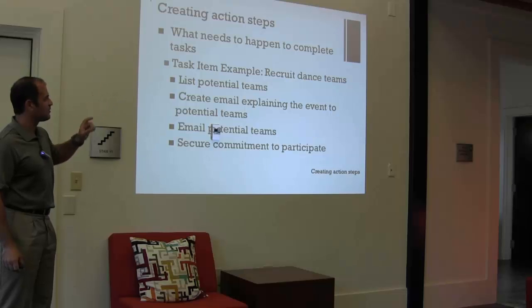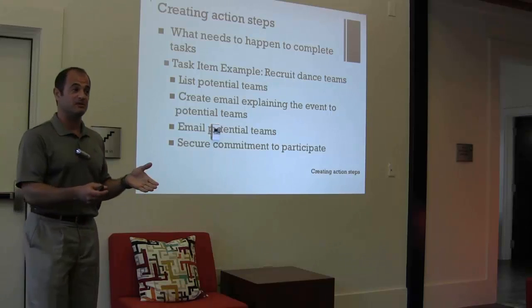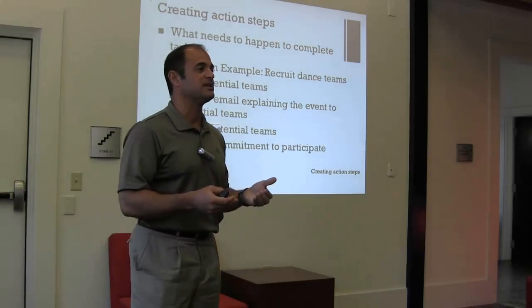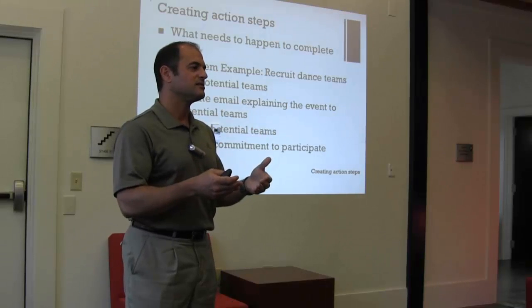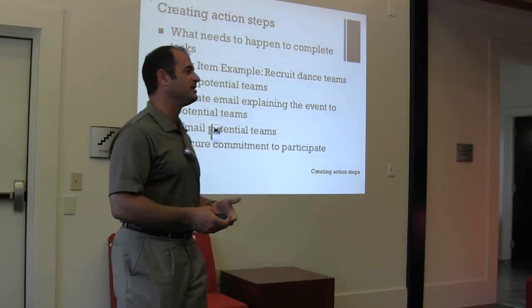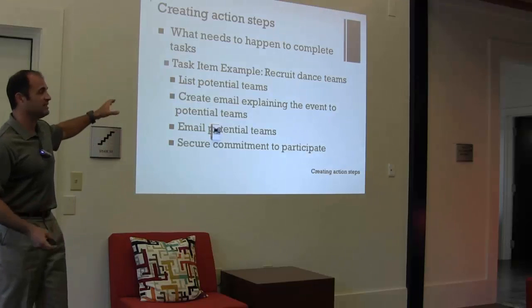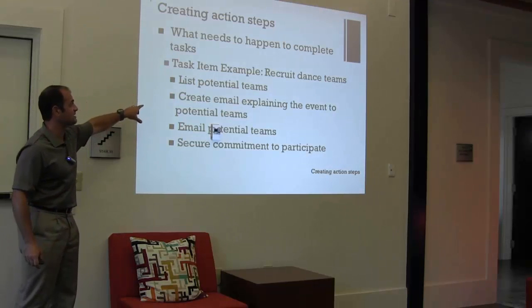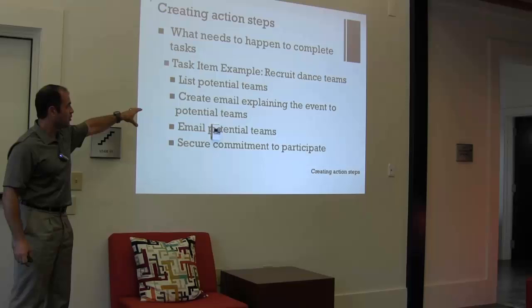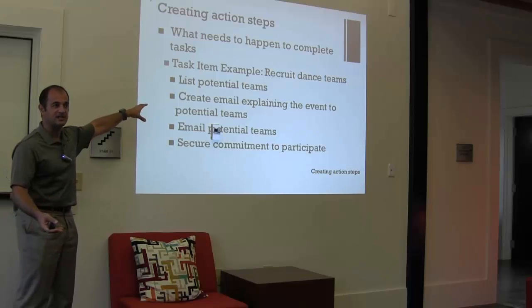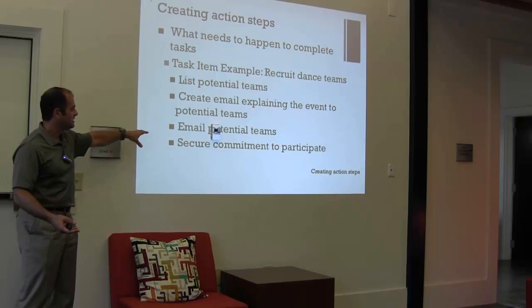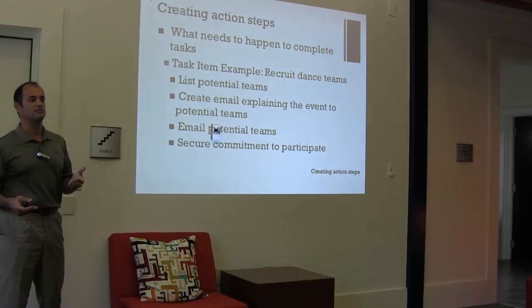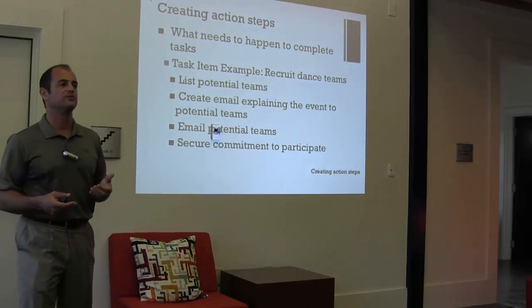For example, let's take recruit dance teams. That was a task on our last spreadsheet. It said recruit the dance teams. That's not just recruit dance teams, step 1. There's a number of steps. I've got to list the potential teams. I've got to contact them either through an email or phone. If I'm going to contact them through email, I need to create the email. I need to email the teams. I need to secure the commitment. There's a number of things to do.